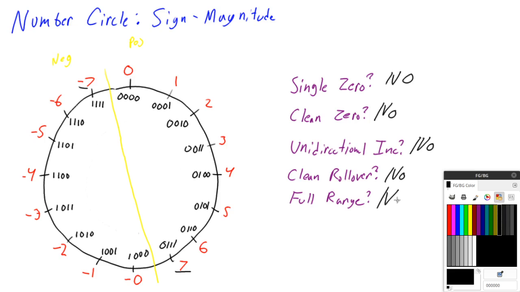So it turns out that sign magnitude has no desirable properties in terms of being able to do mathematics handily. That's what these properties are really here for: if we have them, it's easier to do math and functions with them. So it turns out sign magnitude is not that useful for a lot of things.